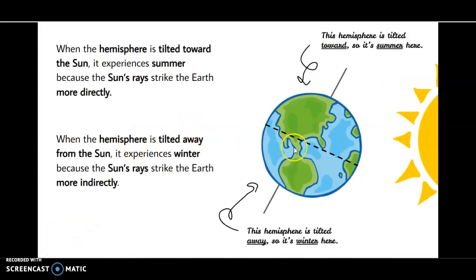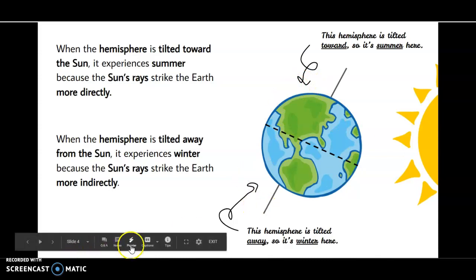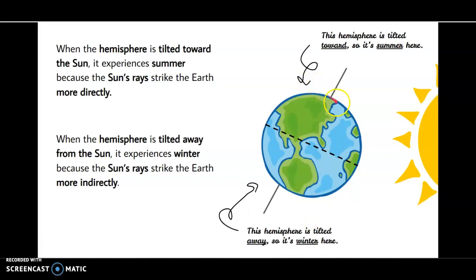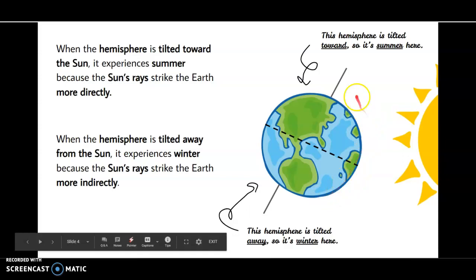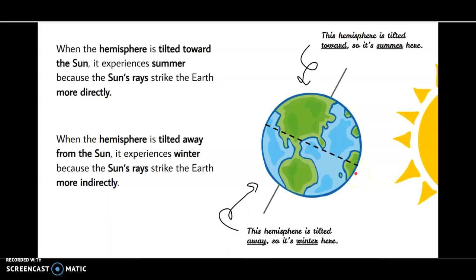When the hemisphere is tilted towards the sun, it experiences summer because the sun's rays strike the Earth more directly. If you look at this diagram right here, and we tried to draw an imaginary line down the middle from top to bottom, where we could see the half of the Earth that is receiving the daylight and the half that is in the shadows, then you can look at this kind of like a pie chart, where more of the northern hemisphere is in the sunshine and less of the southern hemisphere would be in that sunshine.